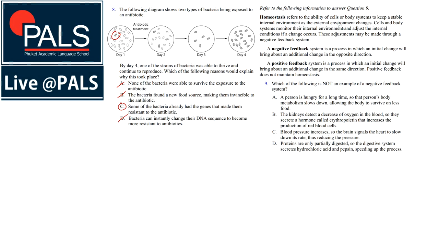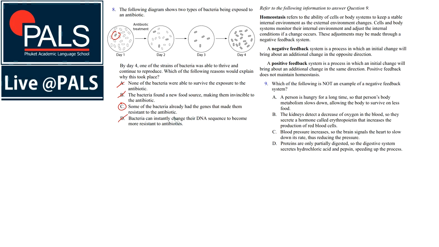Homeostasis refers to the ability of cells or body systems to keep a stable internal environment as the external environment changes. Cells and body systems monitor their internal environment and adjust the internal conditions if a change occurs. The adjustments may be made through a negative feedback system. So what is a negative feedback? A negative feedback system is a process in which an initial change will bring about an additional change in the opposite direction.